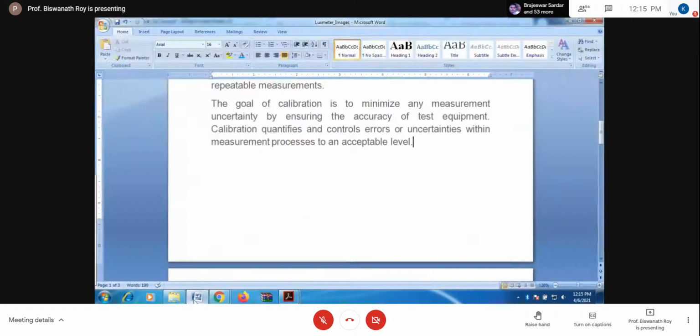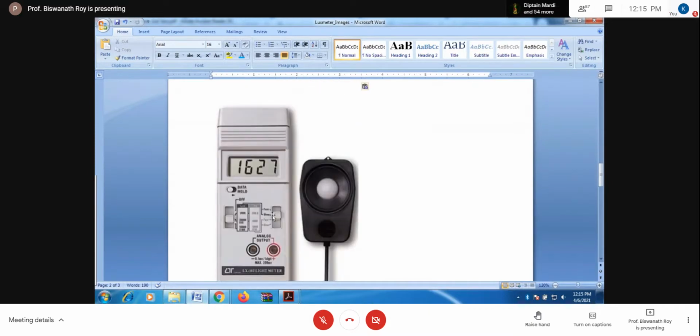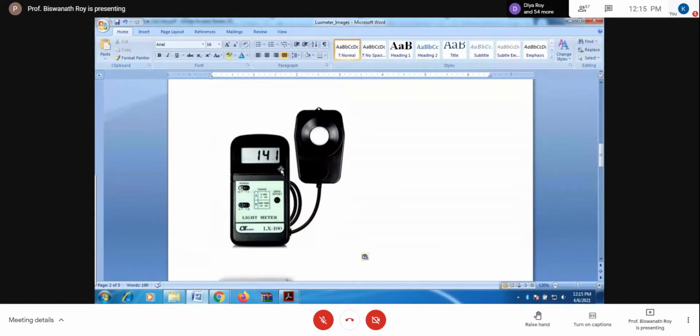So let us have a look at a picture of a lux meter. This is the picture of a lux meter, a digital lux meter, right? This is another picture, a digital lux meter with analog output. So what is the difference between these two instruments?